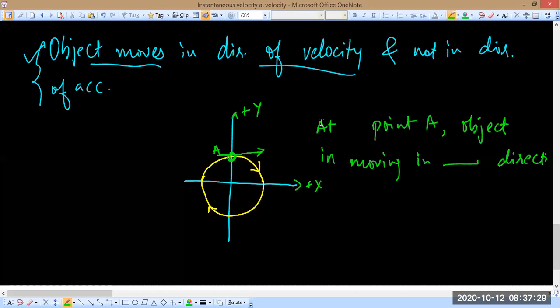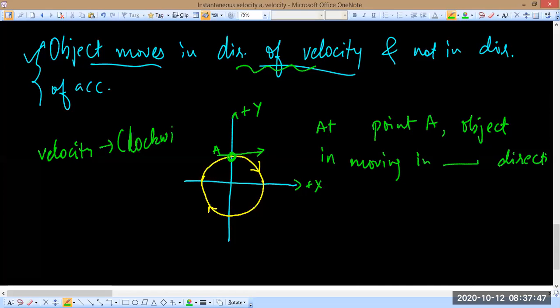Again, clockwise nahi. Clockwise is not a direction of motion, everyone. Okay, I want all of you to understand that object moves in direction of velocity. You can't say velocity is clockwise. That is rubbish. Okay, right? This is wrong. So you can't say clockwise. So the correct answer is that the object moves in positive x direction. I hope that makes it clear, right? I hope that it is clear.